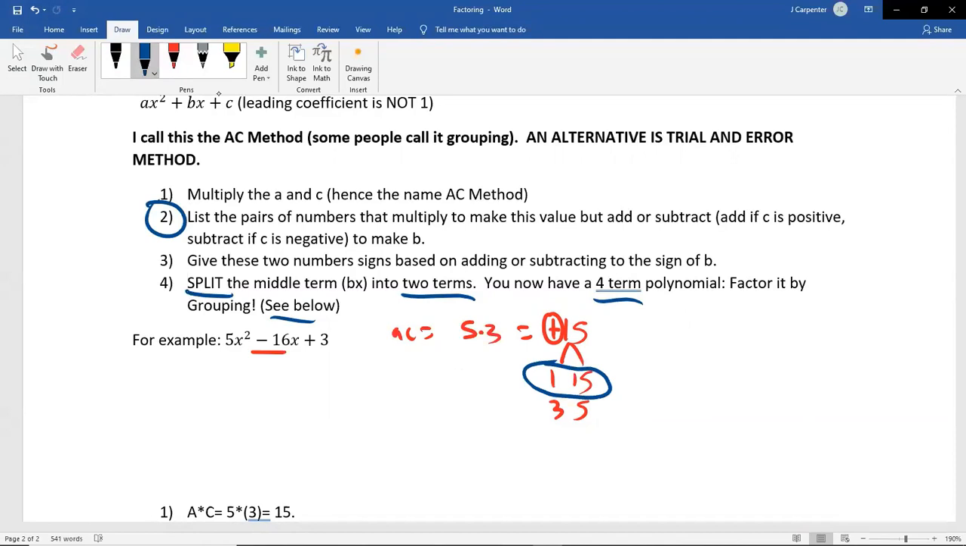But we also need to give them signs. Give these two numbers signs based on adding or subtracting to the B. So we need to make them add to a negative 16. If we make them both positive, 1 plus 15 is 16. But it's positive 16, so that's not going to work. They're both going to have to be negative. Now you might say, why can't they be opposite signs? Because then the product would be negative and the product has to be positive. This sign is the sign of the product. So again, there's a lot of sign math going on all at once that you have got to be masters of.